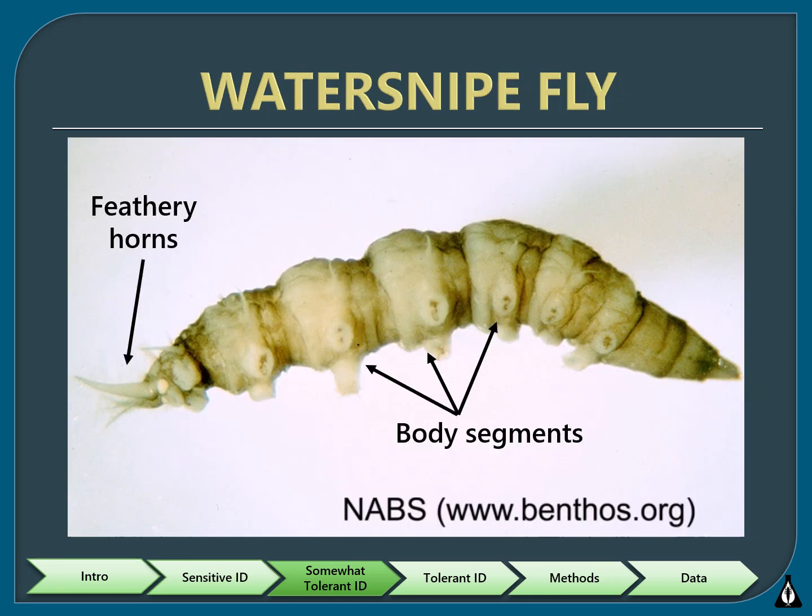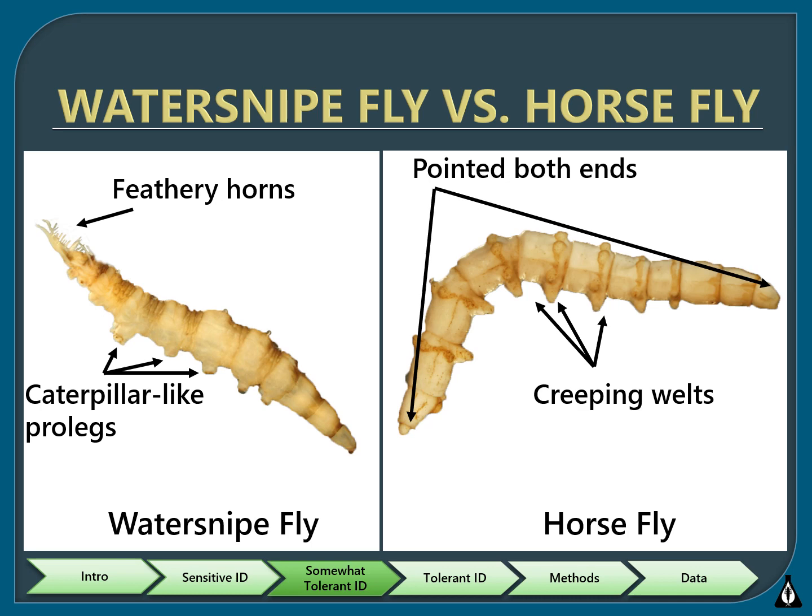Watersnipe flies are true flies with aquatic larvae. They have body segments with prolegs on each. Another identifying characteristic is the 2 feathery horns. Watersnipe flies are very close in appearance to the common horsefly or deerfly. They are about the same size and cream color. Remember, the watersnipe fly has caterpillar-like prolegs on each body segment and 2 feathery horns.